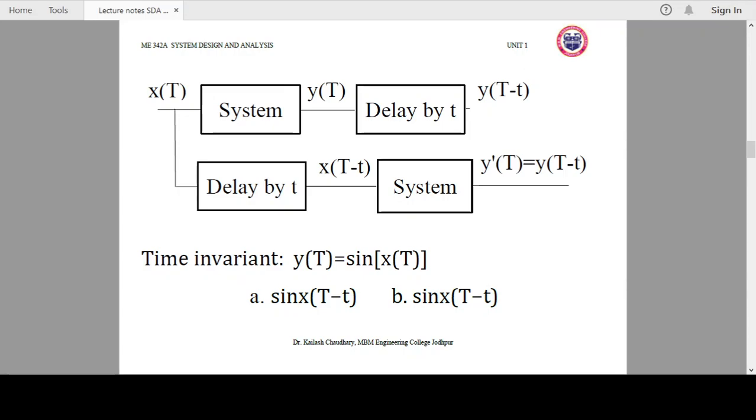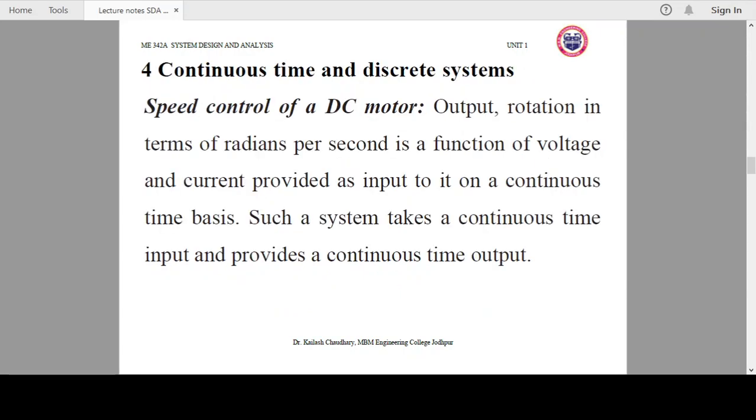That means there is no effect of the time on the system. Whether delay comes first or passes the system, the overall result or the outcome does not change. So that's why these kinds of systems are known as time invariant systems, because there is no effect of the time on these systems. This is how we differentiate between time invariant and time varying systems.